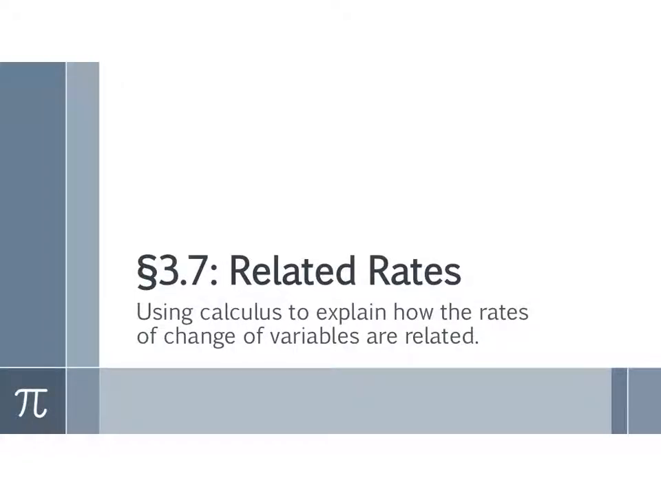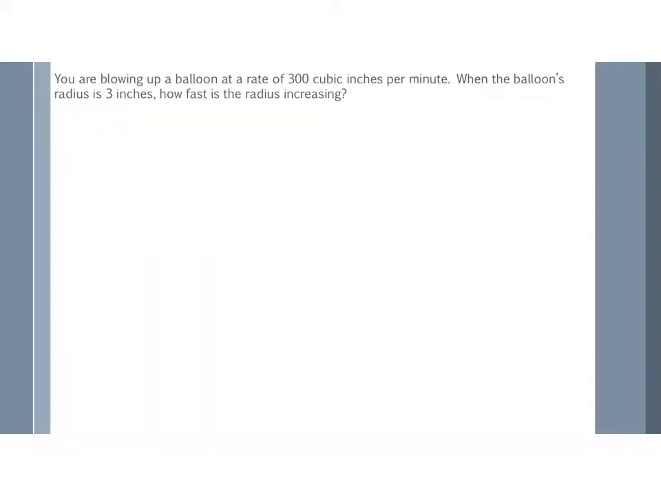Let's look at another example of using related rates to solve an application problem. So here we are pretending that we're blowing up a balloon, and this balloon is increasing in volume at a rate of 300 cubic inches per minute. When the balloon's radius is 3 inches, how fast is the radius increasing?